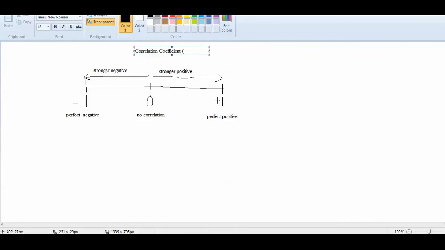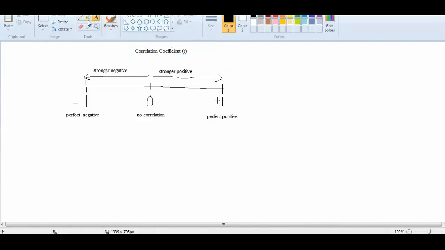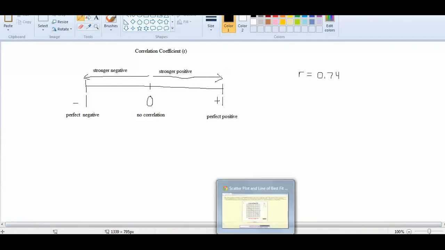And they use the letter R to stand for the correlation coefficient. So if you see something that says R equals 0.74, then that would mean that the correlation coefficient is 0.74, because the letter R stands for correlation coefficient. And now I'll go back to the website to actually show you a demonstration of the correlation coefficient.